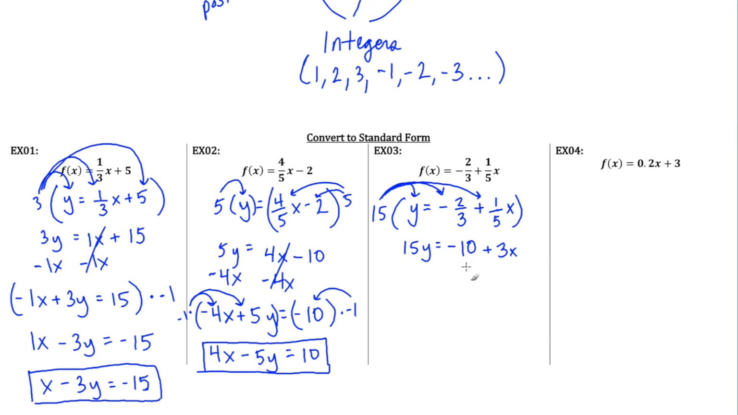Okay. And I need my x's over here, so minus 3x minus 3x, and I get negative 3x plus 15y equals negative 10. So I need to make this a positive, so I'm going to multiply everything by negative 1. So this becomes a positive 3x, a negative 15y, and a positive 10. I check for common multiples. 3, 15, 10. So 3 goes in here, 3 goes in here, 3 doesn't go. Okay, so we're good.